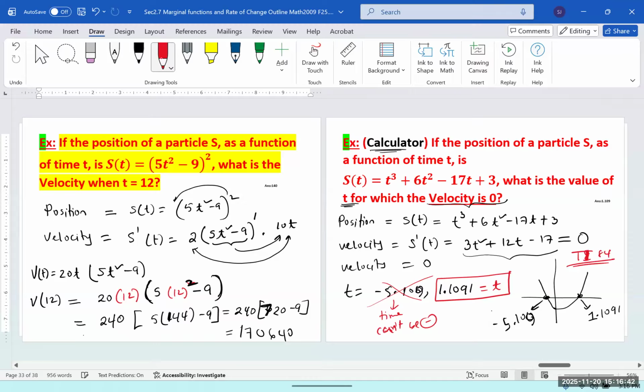Okay. So if you use TI-84, you have to use graph, find your x-intercepts, and then the positive x-intercept is the solution. But if you use TI-89, you click on solve, enter your equation, comma, your variable t, and then the calculator solves it for you. Okay? Any question?